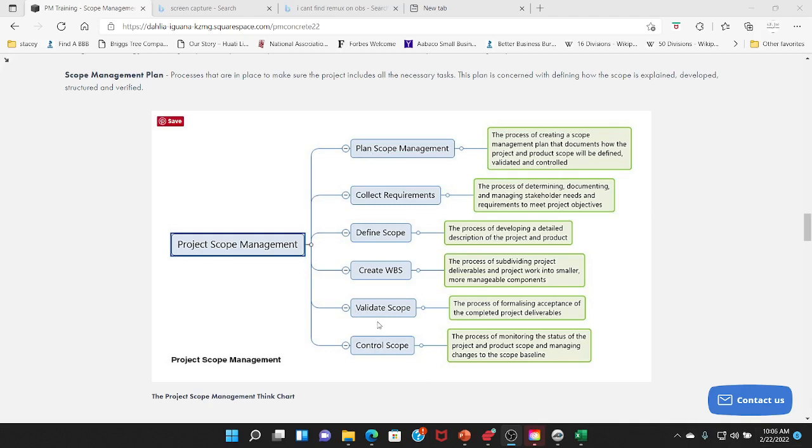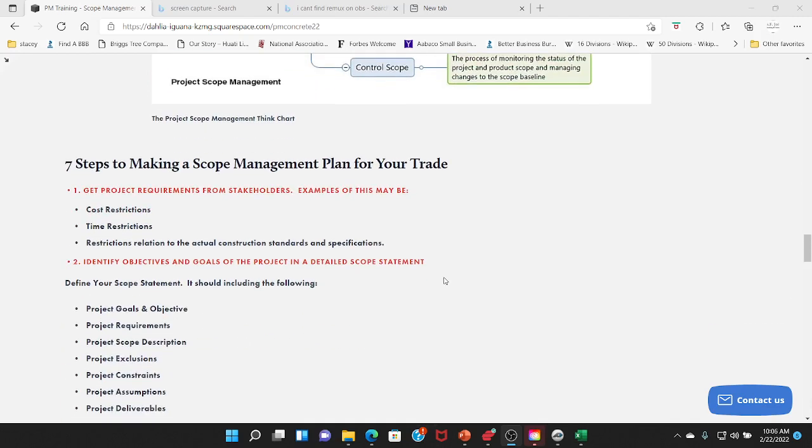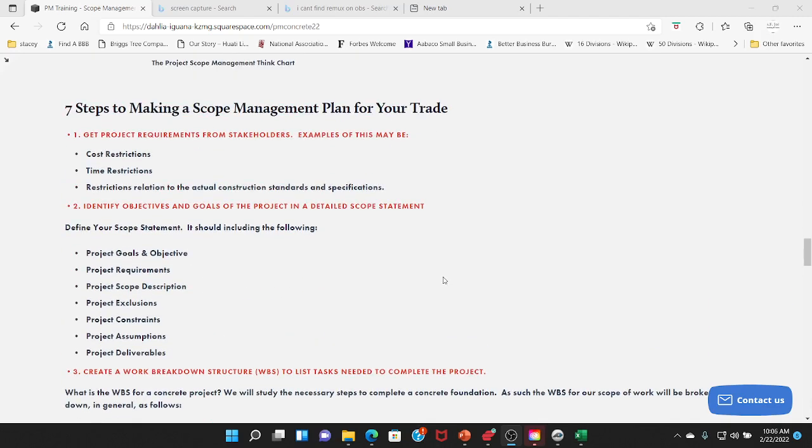Okay, and in our class, we will have a sample scope management plan and a sample of everything to go over that. So, 7 steps. Okay, and these are the 7 steps that we're going to be going over in the next video. But again, this is our project scope management plan, part of our project management series.